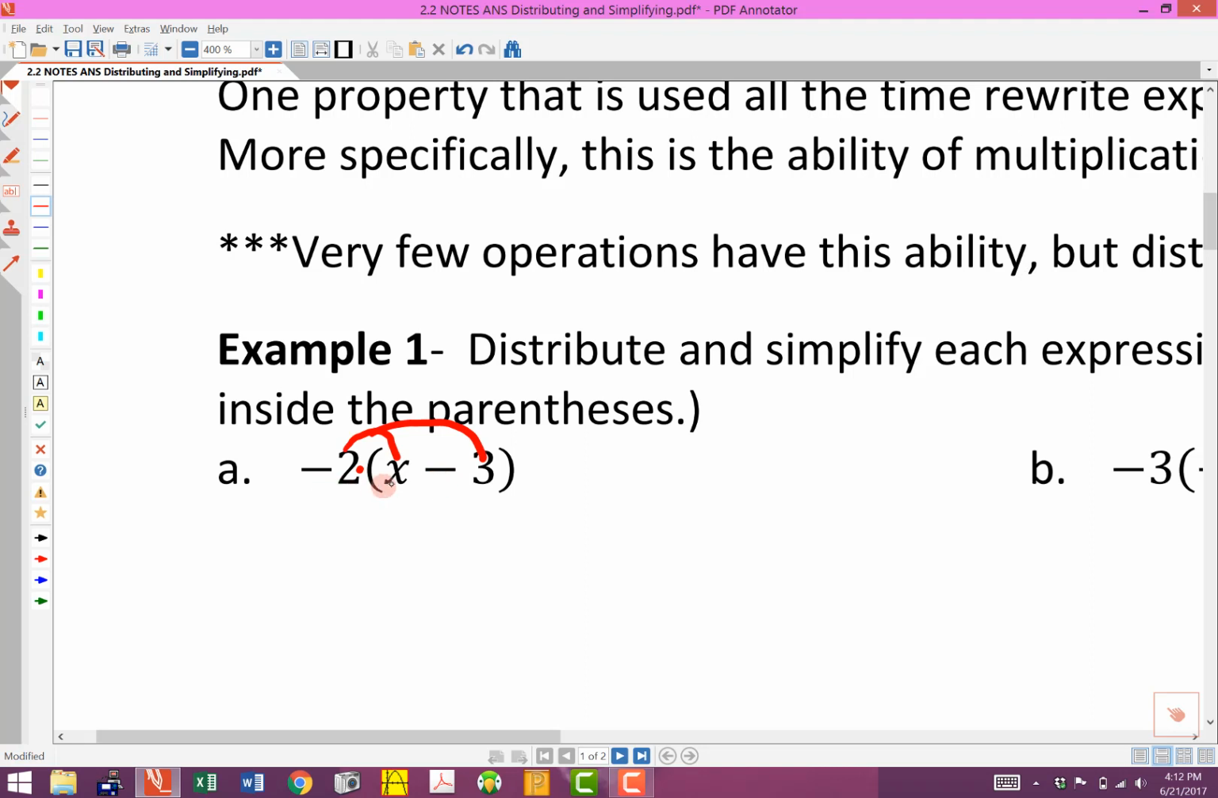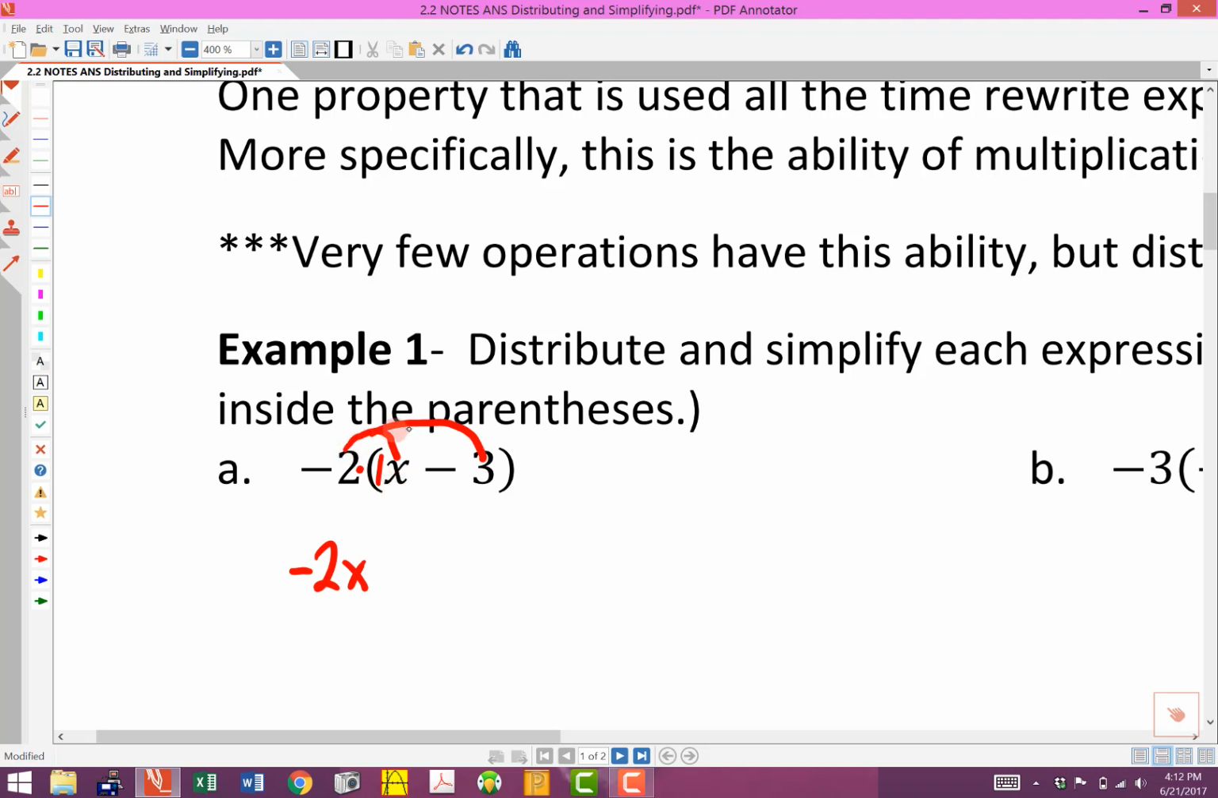So we have negative 2 times x. This is a negative times a positive. That would be a negative. And this is a 1 right here, remember. So this is going to be negative 2 and x. So we literally have a negative 2 times an x. And that's it. That's all you can do to simplify that part of it.